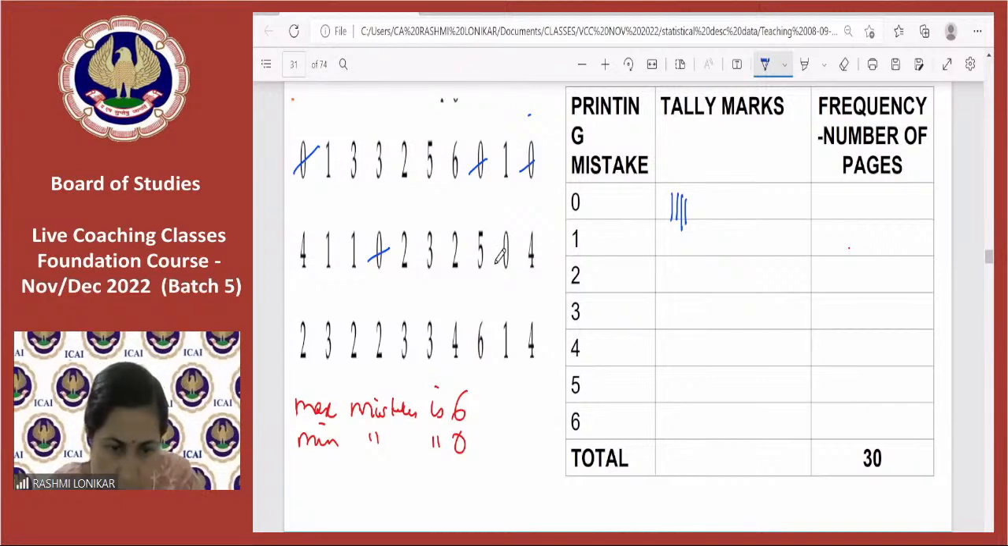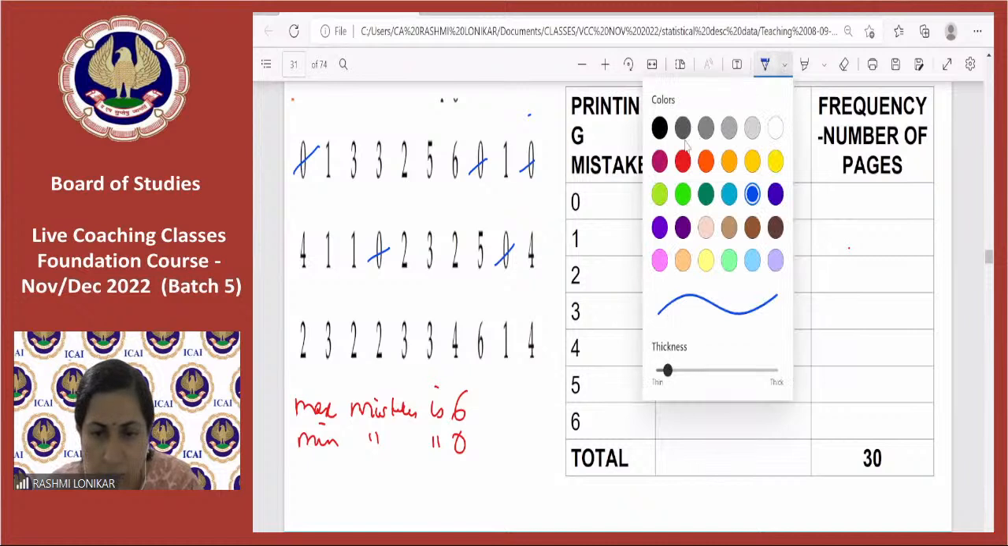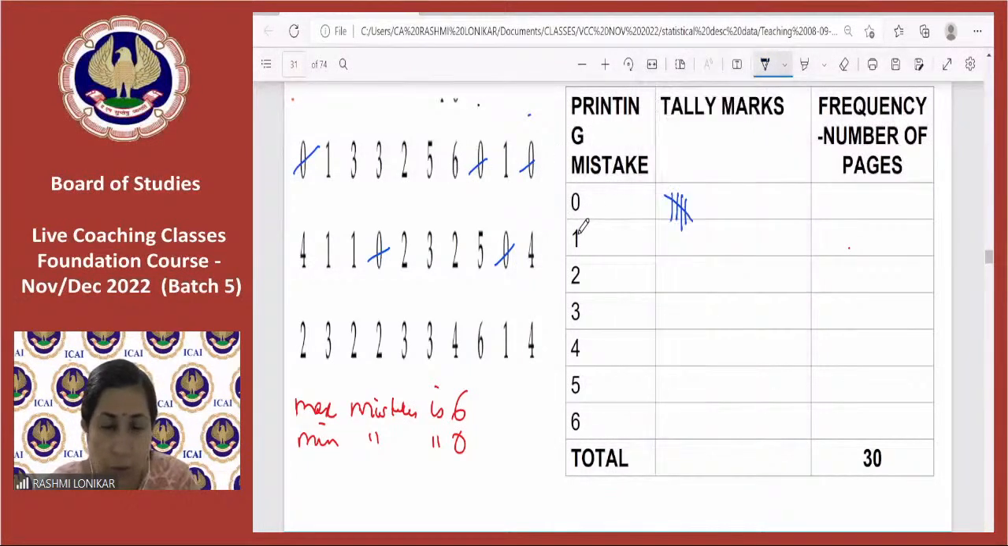4, and this is one more, 5. Okay. 1, 2, 3, 4, 5. So I will put it across. So it means I have seen how many pages are there with 0 printing errors. Okay. Now let us see first the number of pages having 1 printing error.